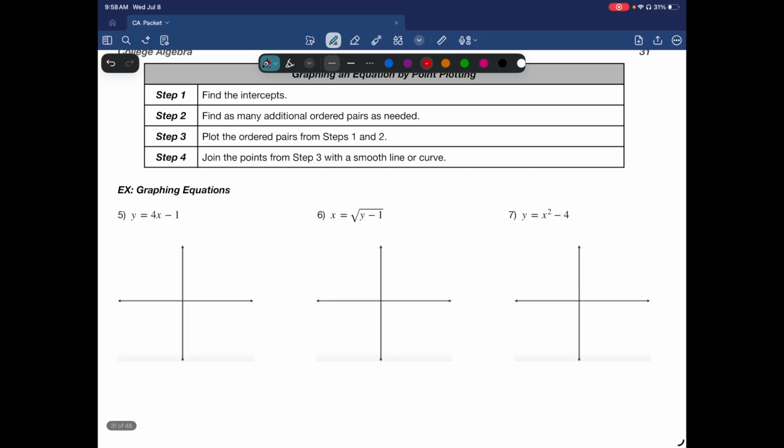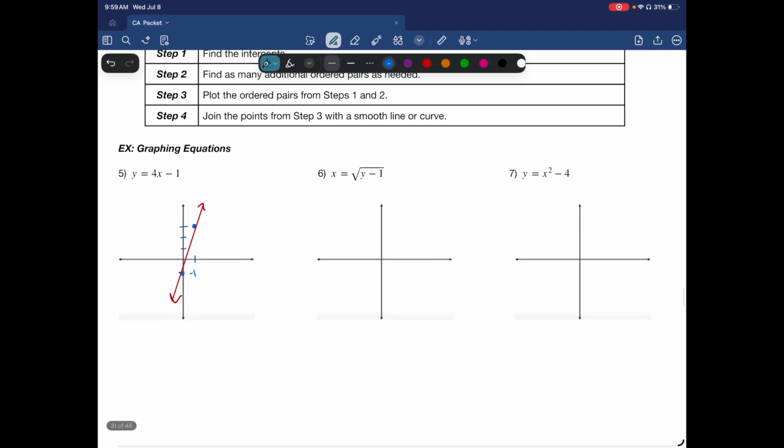All right, graphing equations. We can find the intercepts. We can do all the things. Number 5 is y equals 4x minus 1. This is pretty straightforward. I start at negative 1, and then my slope is 4, so I go up 4: 0, 1, 2, 3, and then I go over 1. So my second point is right there. Then I connect my dots. All right, and that's my graph.